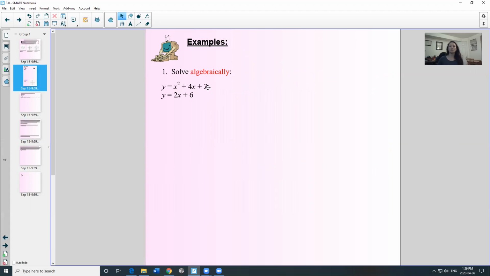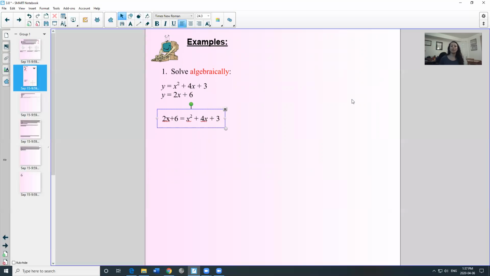So solving algebraically, if it's set up nicely for you, here we go. We have a straight line and a quadratic. I'm going to use my method of substitution. I'm going to take this one right here, and I'm going to substitute the other one into it. So watch what happens. Instead of y equals this, since I know y equals 2x plus 6, I'm just going to put 2x plus 6 and replace my original y value.